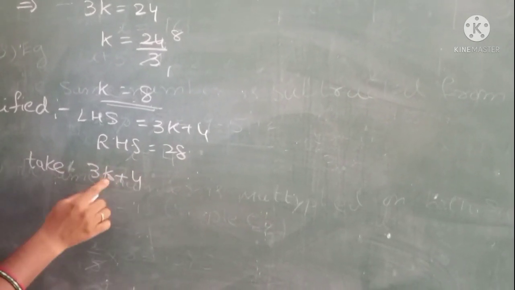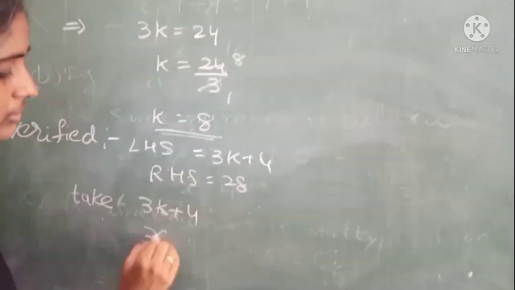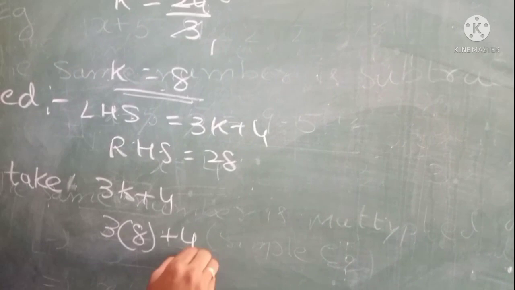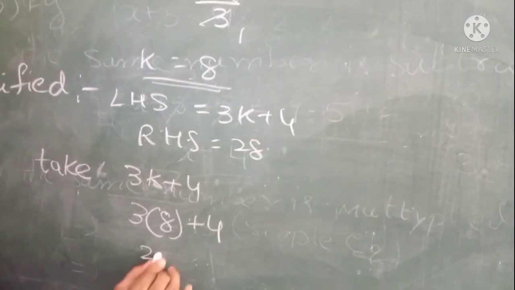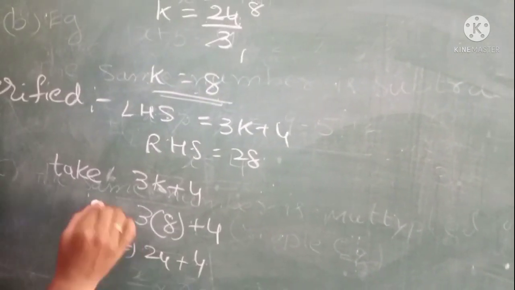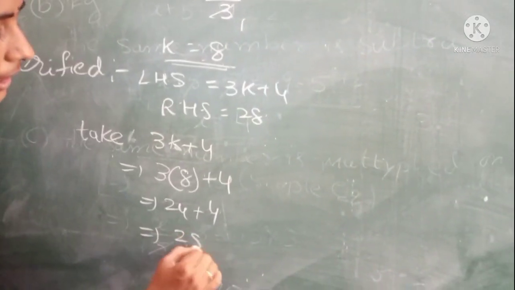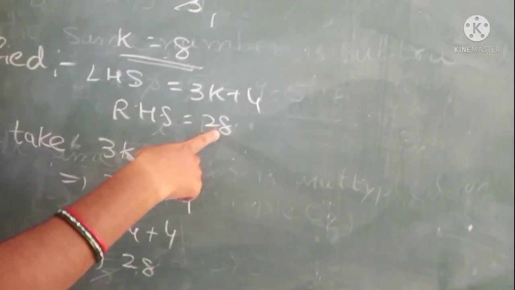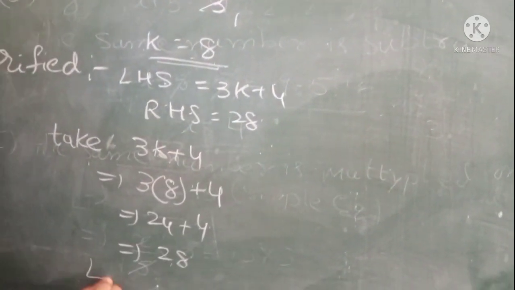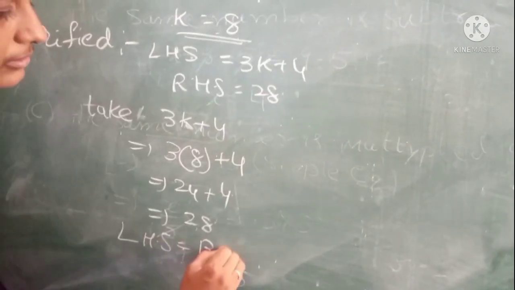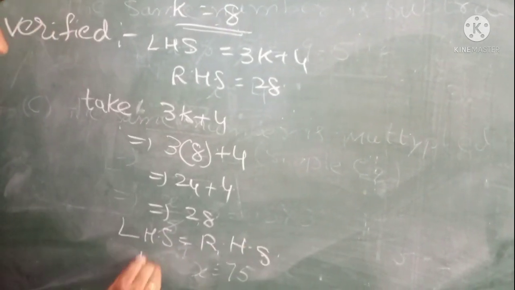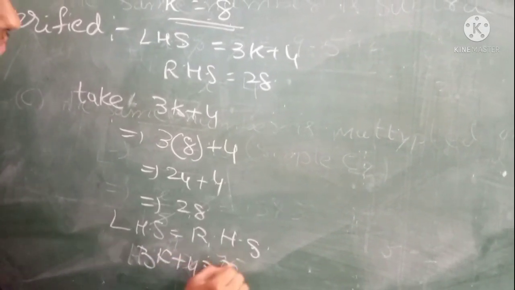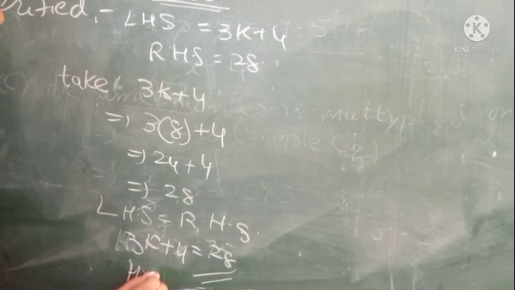What is the value of k? The k value is 8. So 3 into 8, substituting the k value, plus 4. 3 eights are 24, plus 4 is 28. So the LHS value is 28, the RHS value is 28. So LHS is equal to RHS. Hence verified. Hence proved.